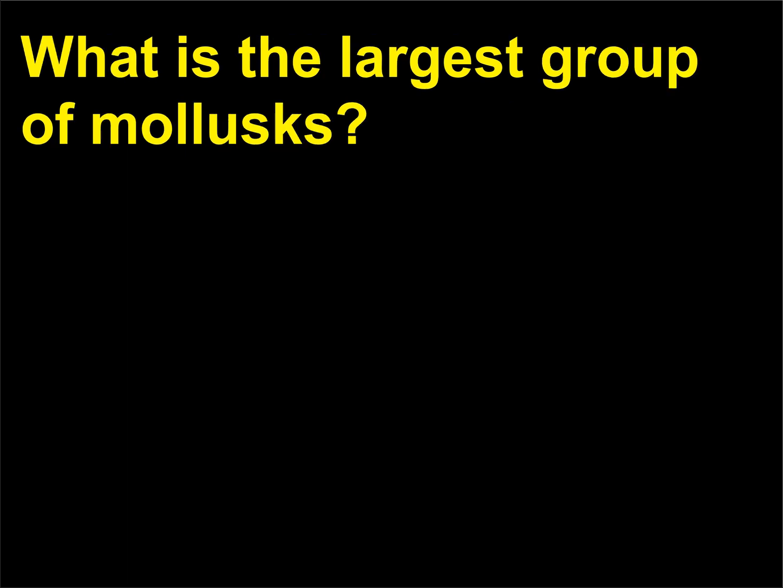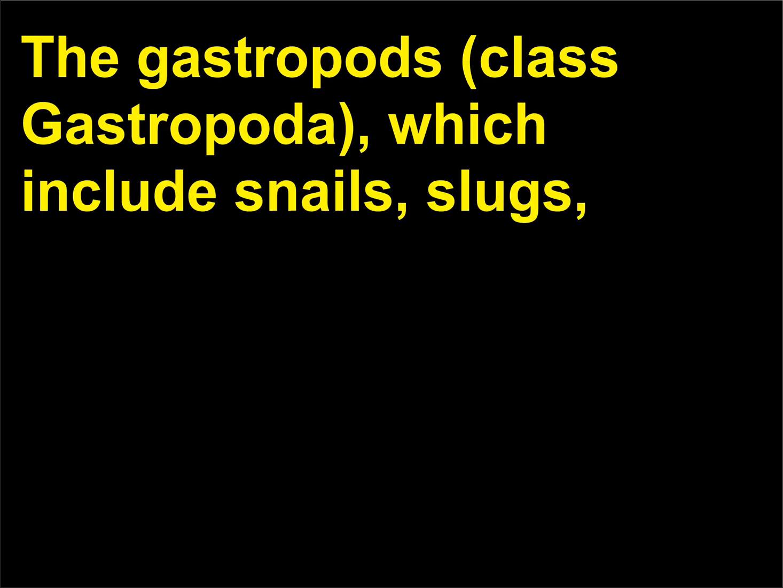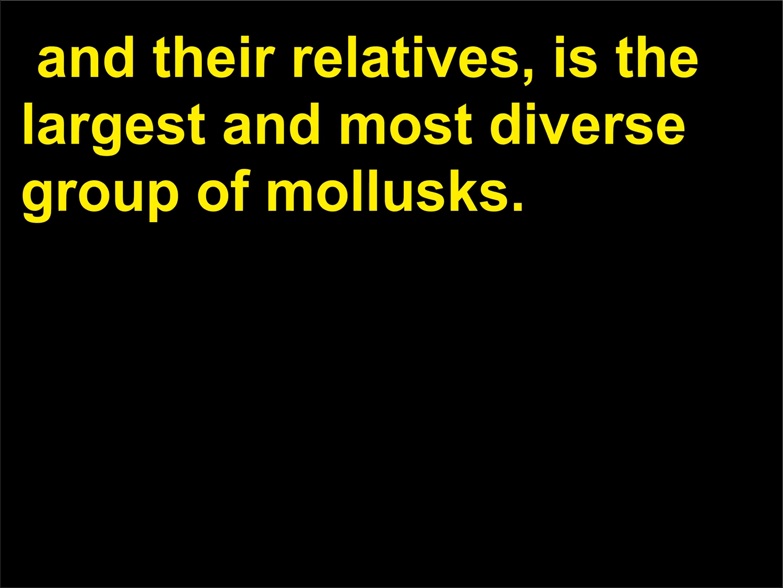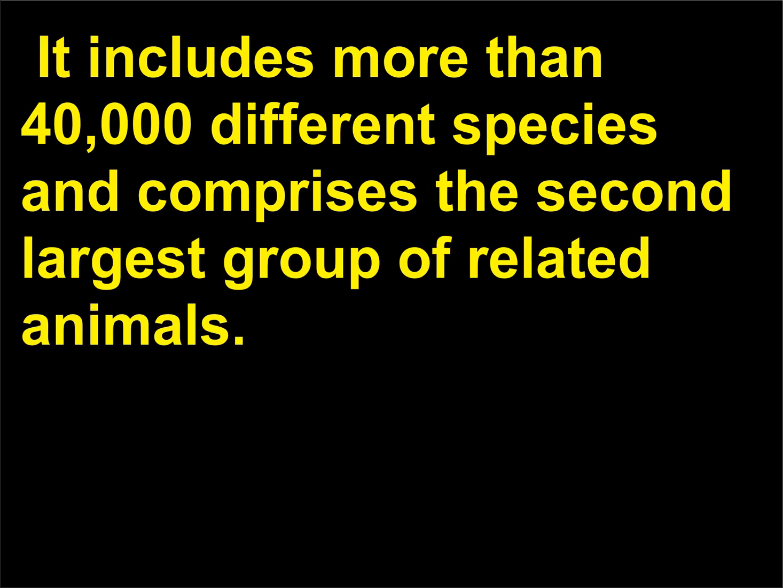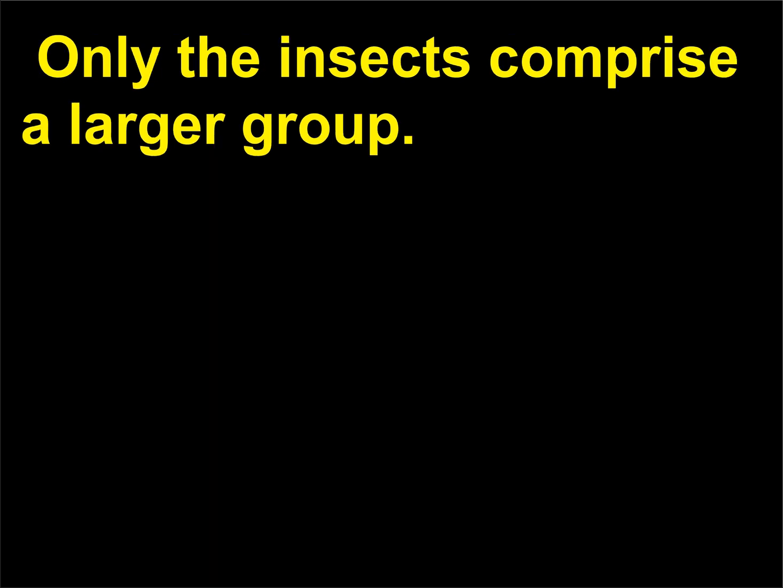What is the largest group of mollusks? The gastropods, class Gastropoda, which includes snails, slugs, and their relatives, is the largest and most diverse group of mollusks. It includes more than 40,000 different species and comprises the second largest group of related animals. Only the insects comprise a larger group.